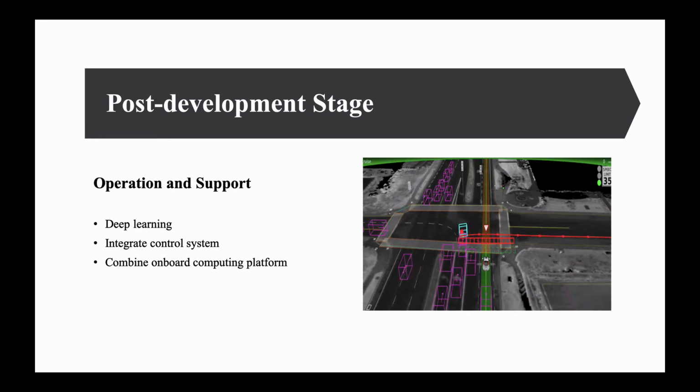The second part is the operation and support of the data analysis system. Deep learning has made tremendous progress in image recognition and realized real-time image processing with GPU, with efficient image processing performance. High-precision sensors can detect environmental information in complex traffic conditions.